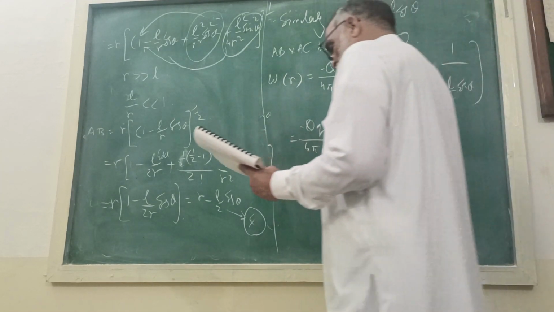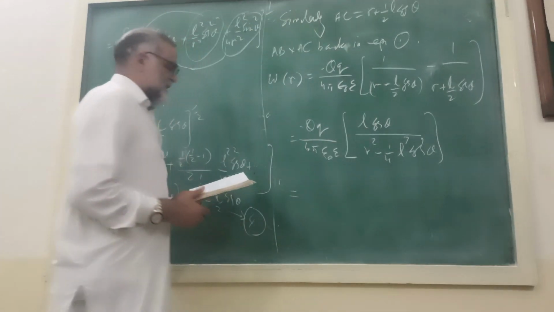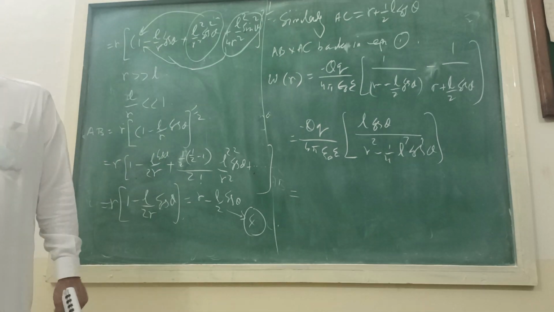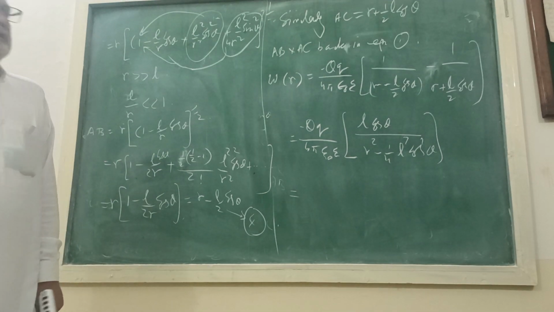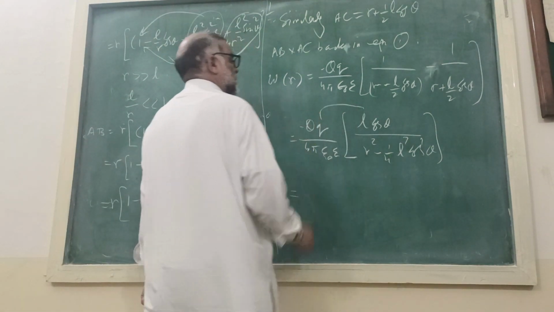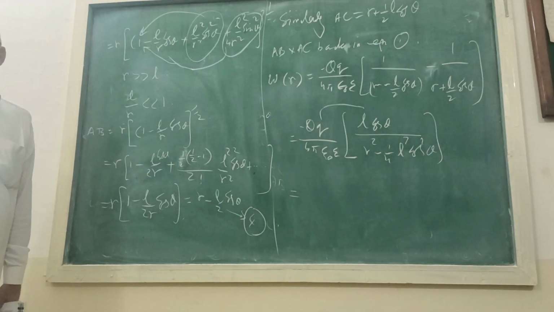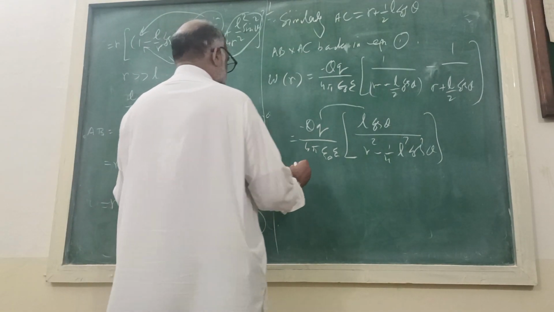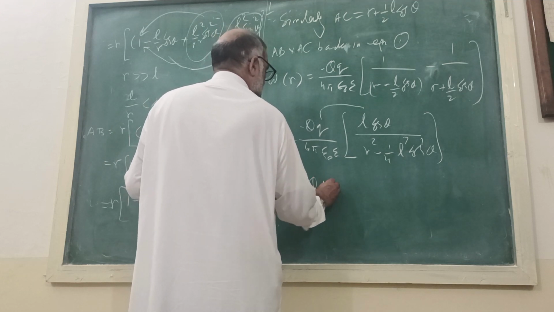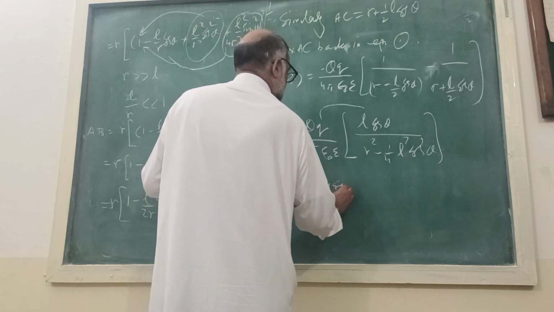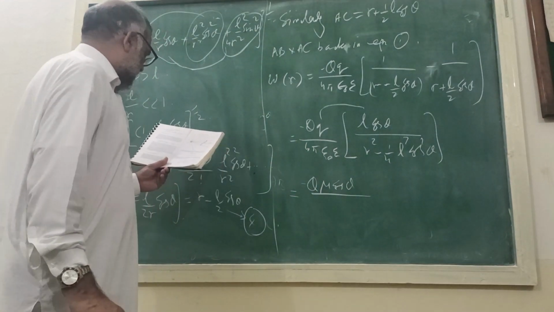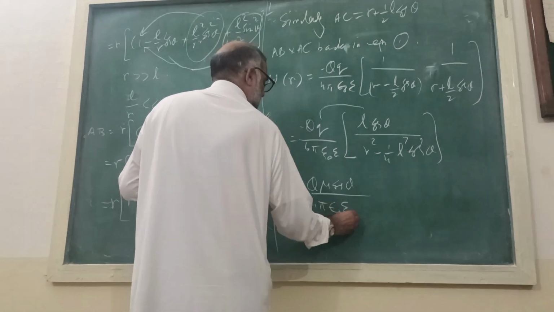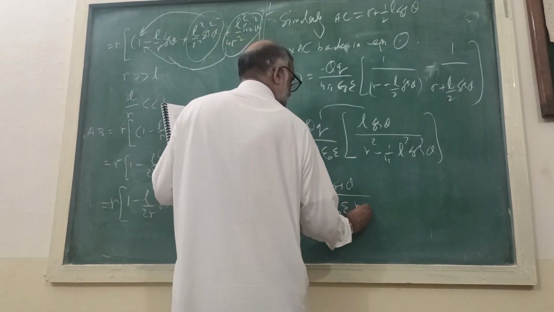Now this is further equal to QL, the value mu, which is the dipole moment. That is equal to the dipole moment mu. Right? So minus Q, thus mu cosine of theta divided by 4 pi epsilon naught epsilon, over R square.